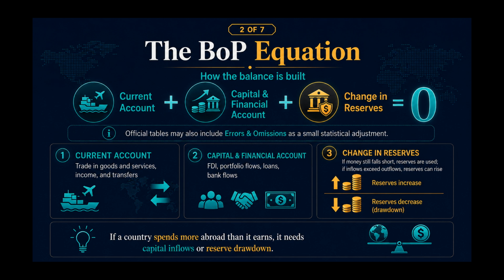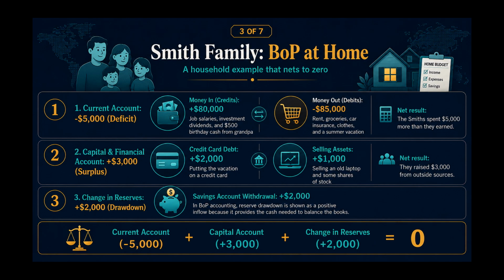Now, if a country spends more abroad than it earns, the gap has to be filled somehow. It can be filled by foreign investment, borrowing, or by using the reserves. That is why the BOP ultimately balances. One part may show a deficit, but another part must finance it.